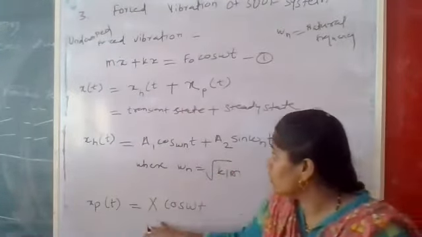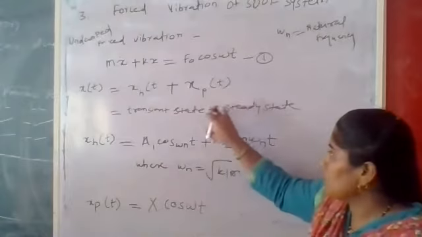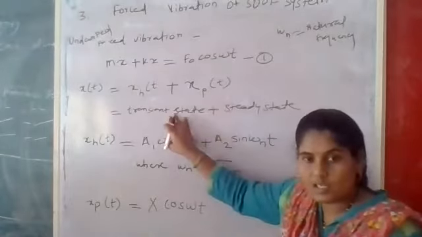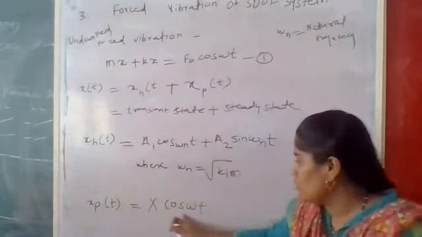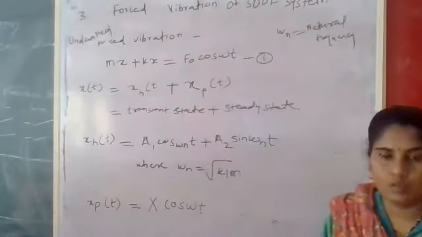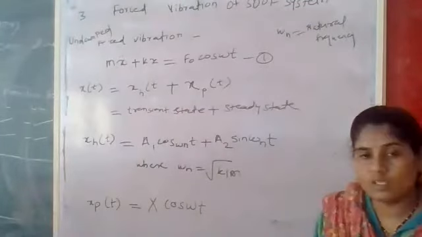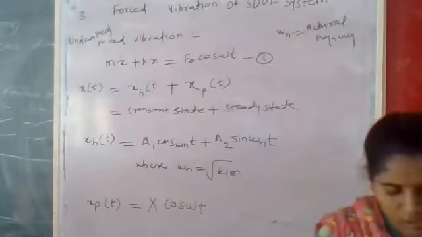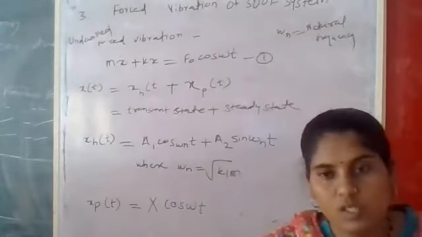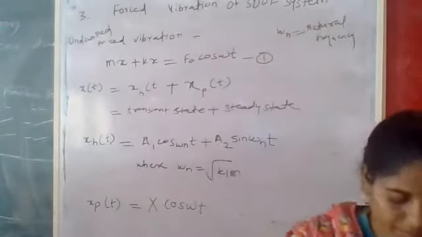And if we go for the particular integral, that is with respect to the transient state, that will be x into cos of omega t. So write this up to this. I will give you the 2-3 lines about the explanation. We go for the next point.